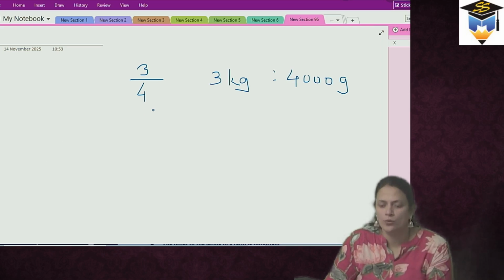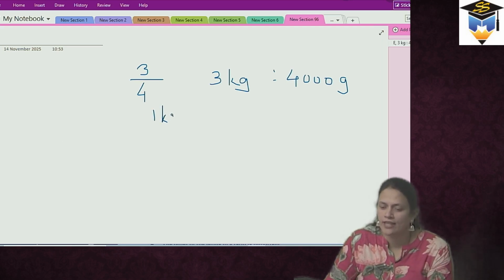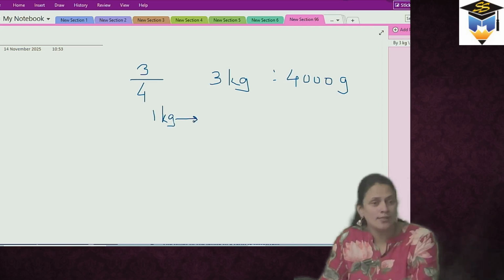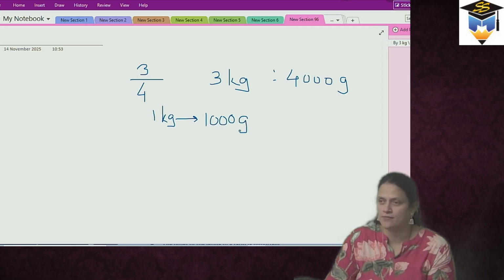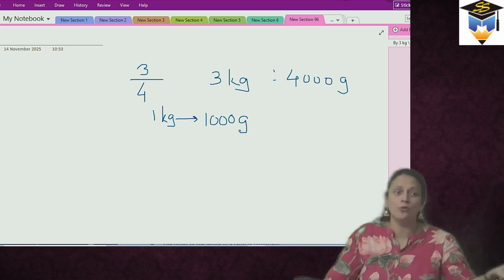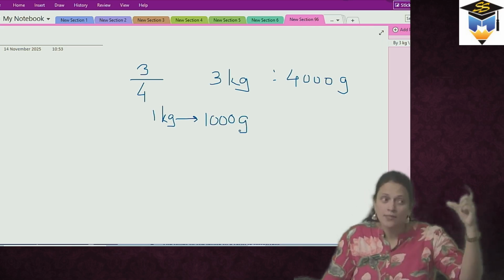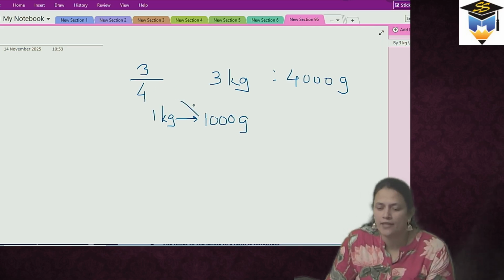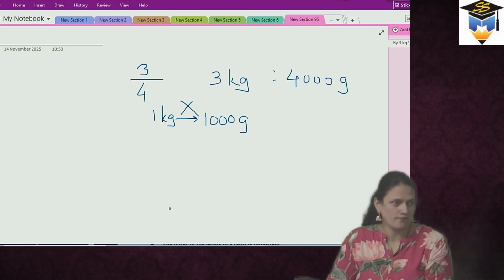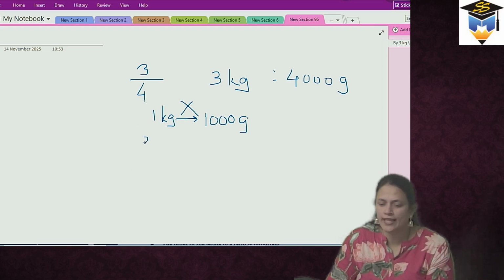Okay, now very important basic concept. Whenever you convert a big quantity, kg is bigger than grams. So when you convert a big quantity to a small quantity, what do we do? We already know that 1 kg is equal to 1000 grams. So 1 kg हम जब convert करेंगे to grams, that is big quantity जब convert करेंगे to smaller quantity, we will multiply. Okay, so now when we convert 3 kg, it will give us 3000 grams.